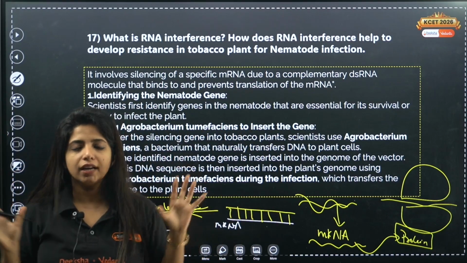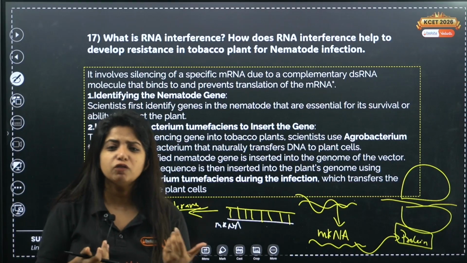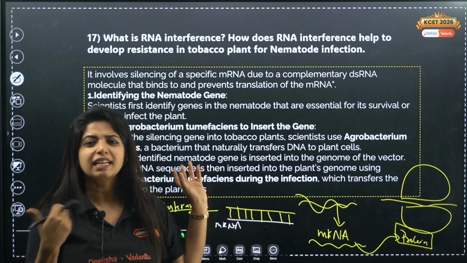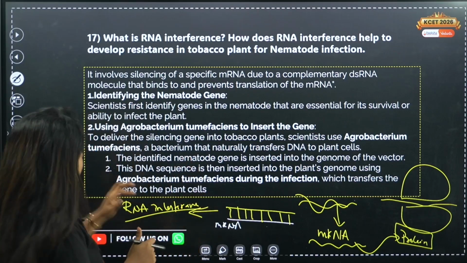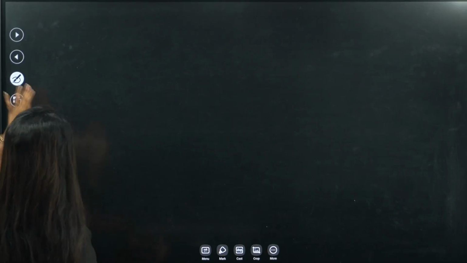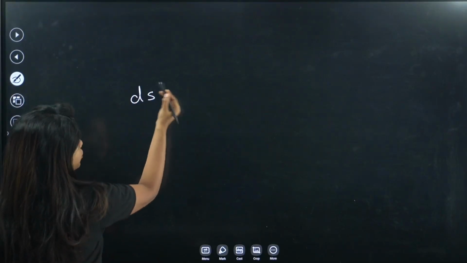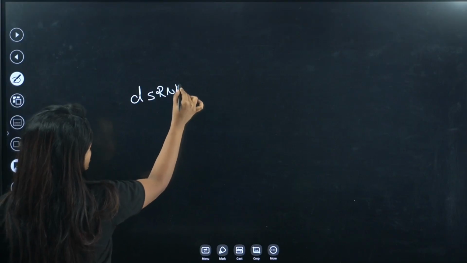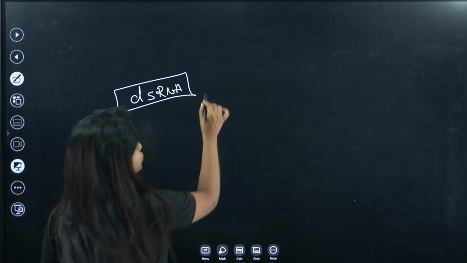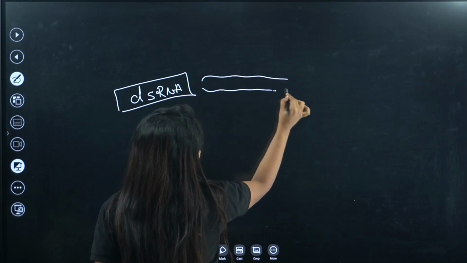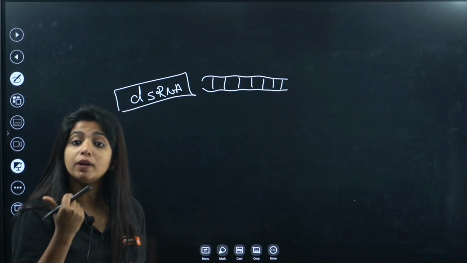Okay, I know the gene. I need a vector now to put it inside a plant. Ma'am, why are we putting the gene of this particular thing inside a plant? I'll tell you. Before I go ahead with this, I need to give you an explanation. The gene which I am going to insert is going to produce a double-stranded RNA. It is going to produce an RNA which has 2 strands. This is the gene that I am going to insert.